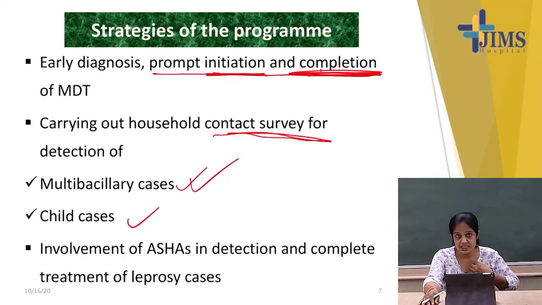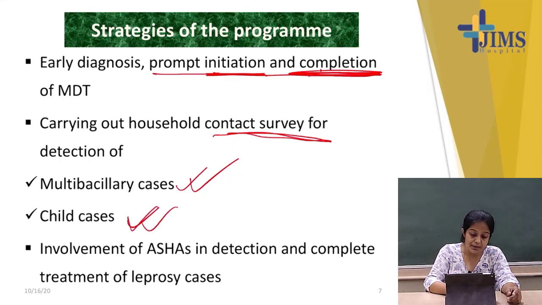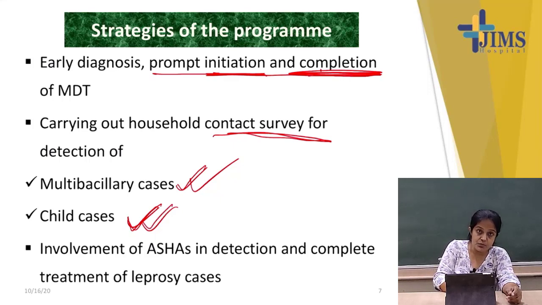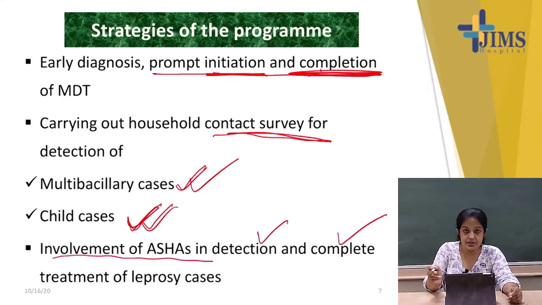And the child cases are important also. Why? Because children themselves are not the source, they are affected from one adult case. So, if there is one child case, then that means there are 10 adult cases. So, for these two purposes, detection of the multibacillary and detection of the child cases are given more emphasis. And being the most frontline, the ASHAs are involved in case detection and treatment completion.